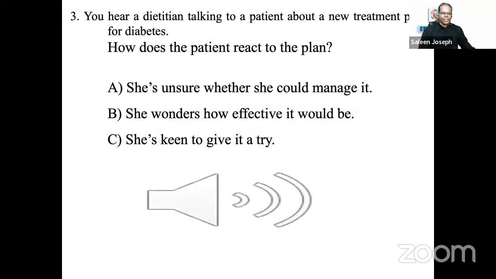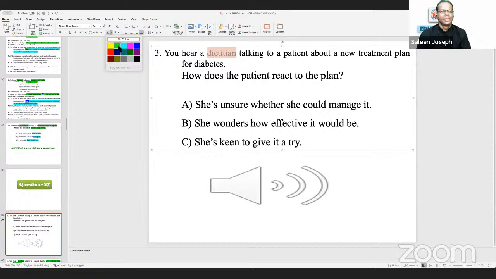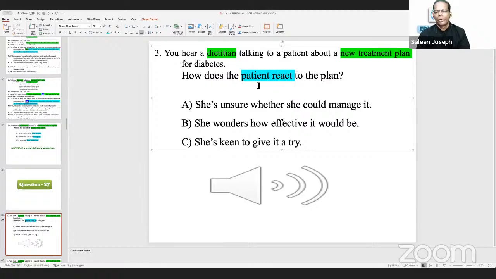Question number 7. See what the hedging words in the question are. Dietitian. Yes. New treatment plan. How does the patient react to the plan? Patient's reaction. So this is the setting, and this is the focus of the question. Now the stem words or keywords in the question stem and answer options. Option A: unsure. She's unsure. Wonders. Keen. She is keen. What is her emotion? This is known as an emotion-based question. You have to identify what her emotion is. That is her reaction. Listen and write down.